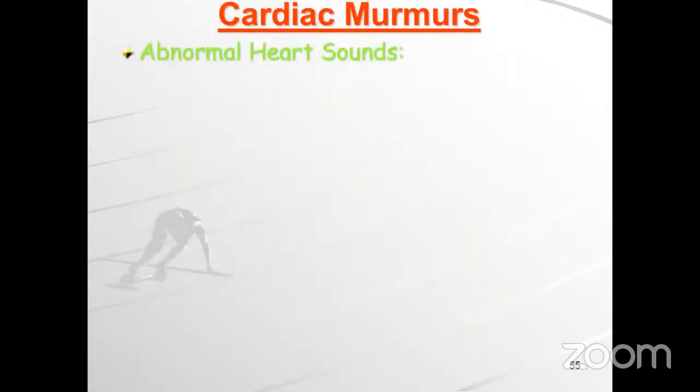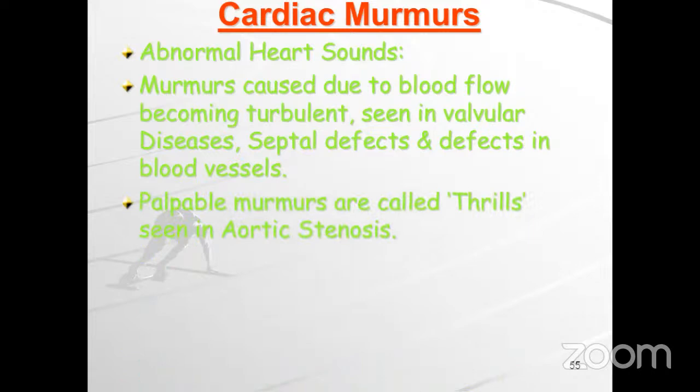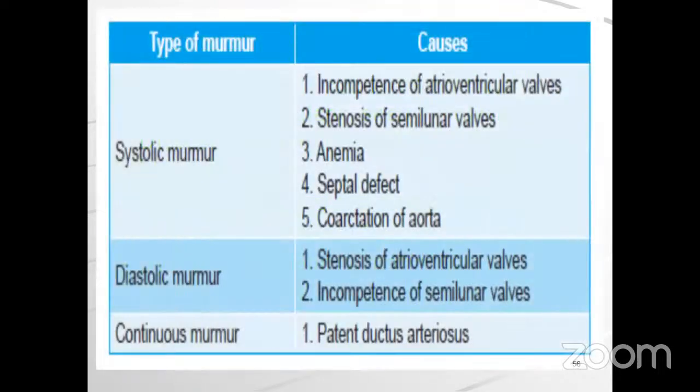Coming to the cardiac murmur, abnormal heart sounds are known as cardiac murmurs. They are due to the blood flow becoming turbulent. They are seen in valvular diseases, septal defects, and defects in the blood vessels. Palpable murmurs are known as thrills, which are seen in aortic stenosis. There are 3 types of murmurs: systolic, diastolic, and continuous murmurs.